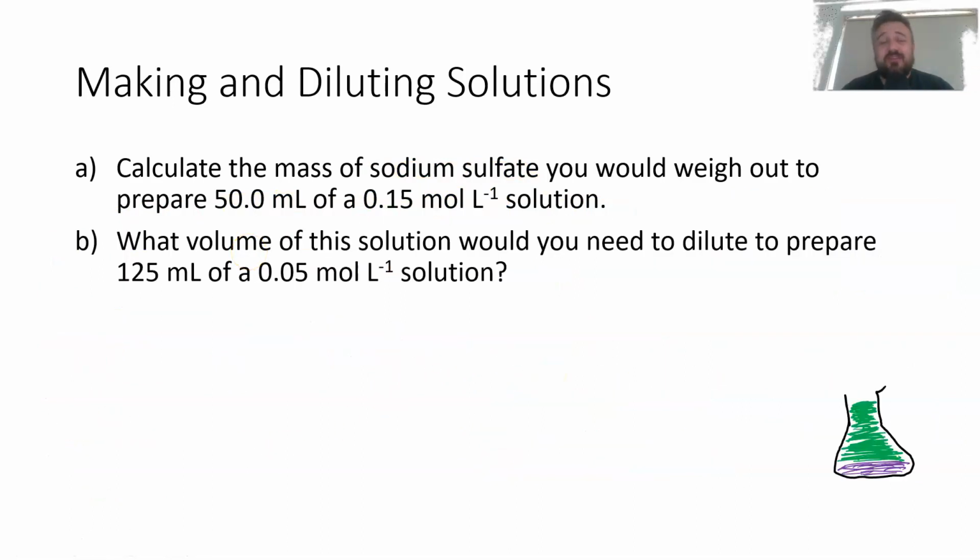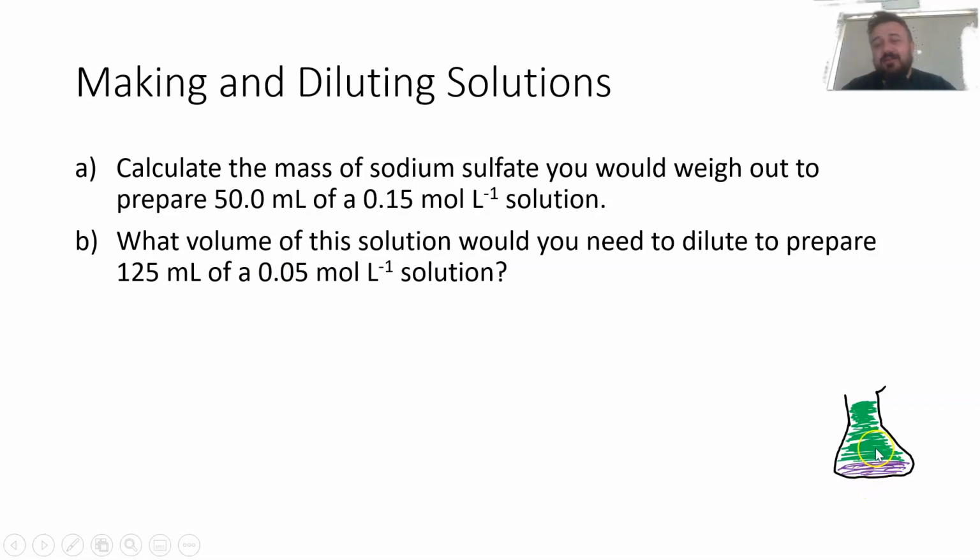Now, because chemistry teachers are always the best or the worst, however you look at it, there's always a part B to your problem. And in this case, it is what volume of this solution would you need to dilute to prepare a 125 milliliter solution of 0.05 moles per liter. This is actually, I love these. These are one of my favorite types of questions in chemistry, the dilution questions. Because I like doing serial dilutions.